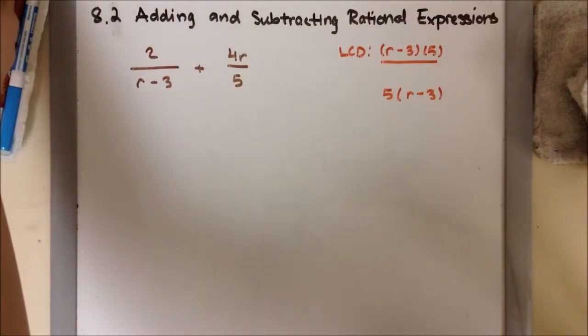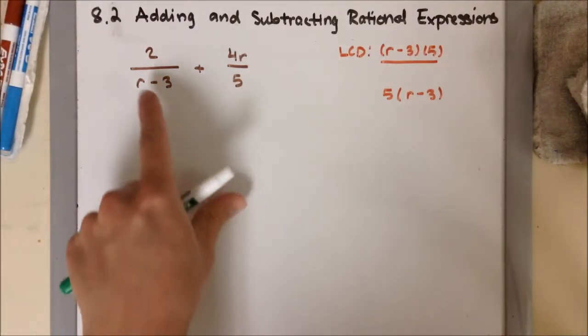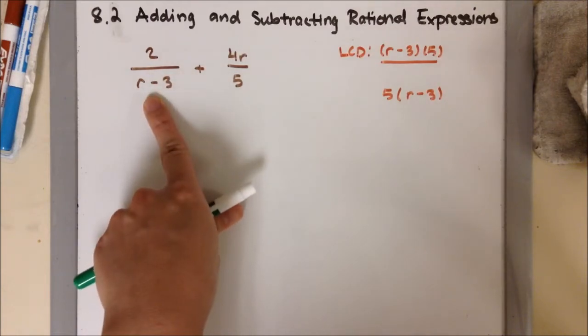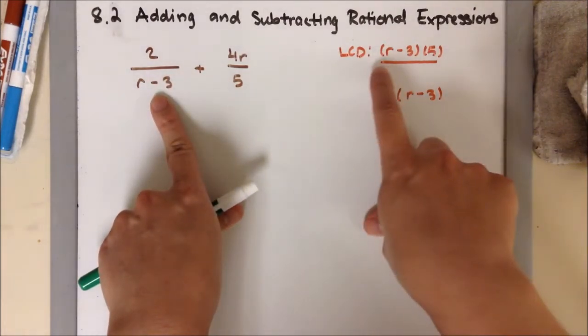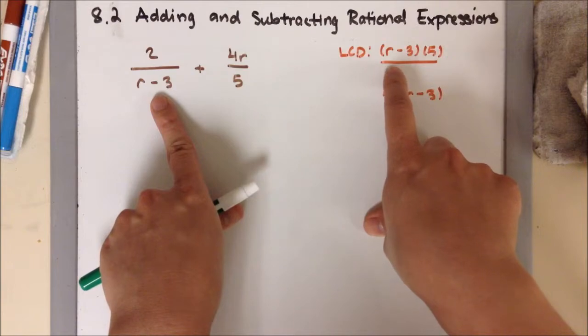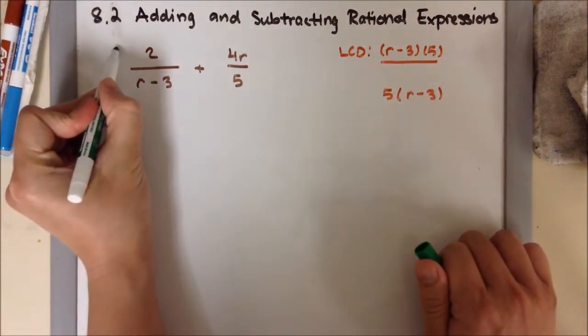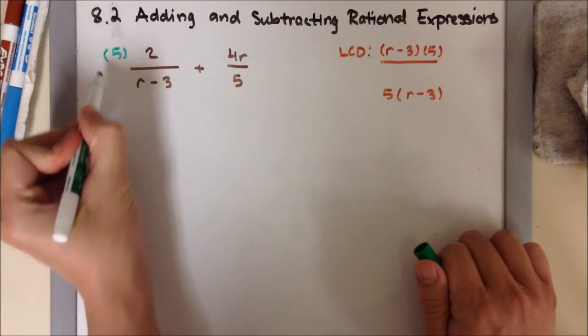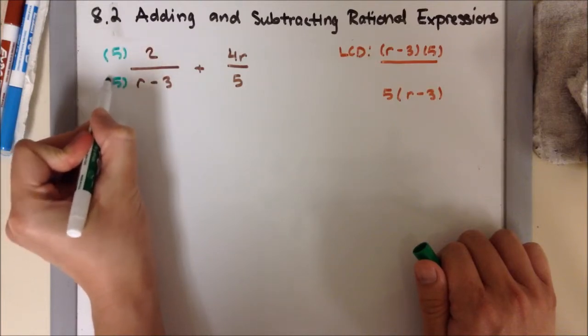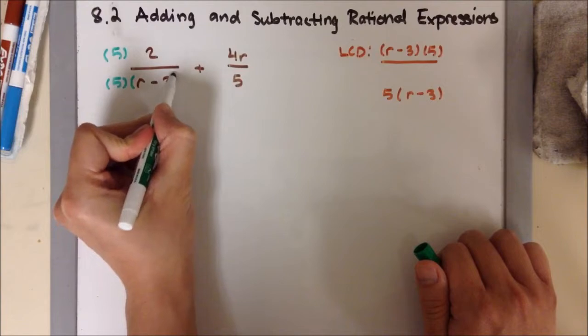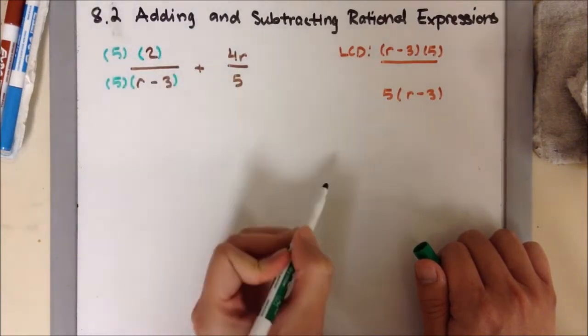Alright, so let's take a look at the first fraction. The denominator, r minus 3, it has that. And if I compare it with the LCD, the only thing that's missing is a 5. So I'm going to multiply the numerator and denominator by 5. So let me put the parentheses on the r minus 3 and the 2.